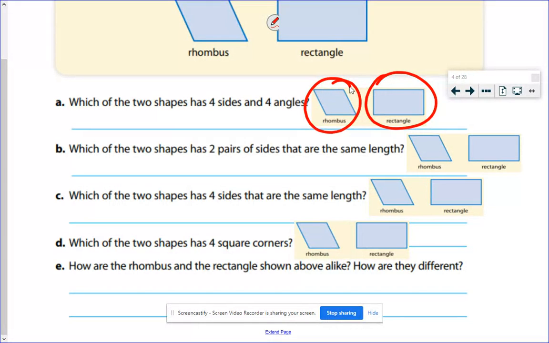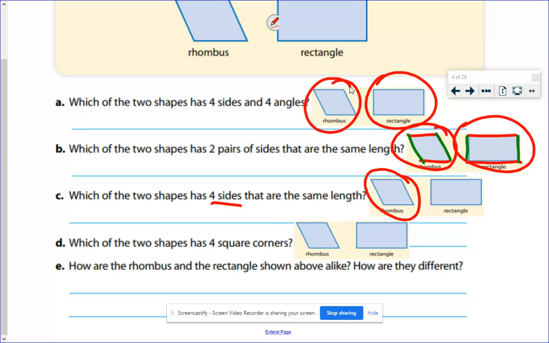When you're talking about a pair, it's usually opposite of each other. That's a pair, and that's a pair, and then this is a pair, and this is a pair. So which of the 2 shapes has 2 pairs of sides that are the same length? Again, that would be both. Which of the 2 shapes has 4 sides that are the same length? That would be the rhombus. All 4 of those sides are the same length.